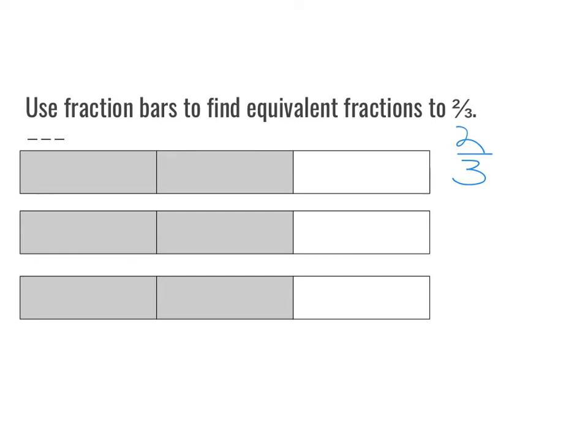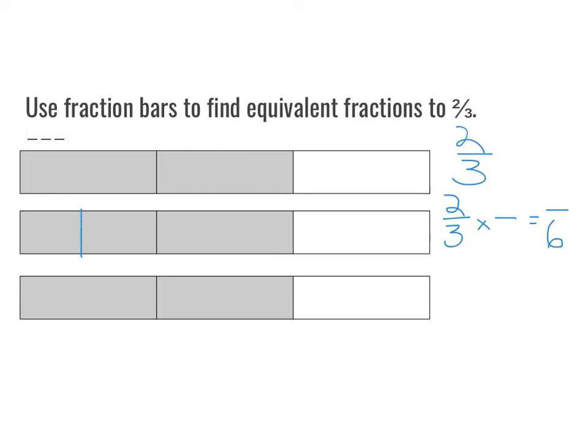So now I am going to look at the second bar and I want to know how to use the fraction bar to find a fraction equivalent to 2/3 but in sixths. So I have to first ask myself, what do I need to change about this fraction bar to make it sixths? Since there's 3 equal size pieces, I could split each of those 3 equal size pieces twice to make a total of sixths.